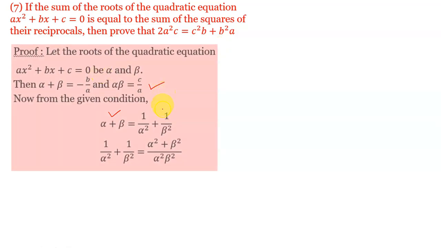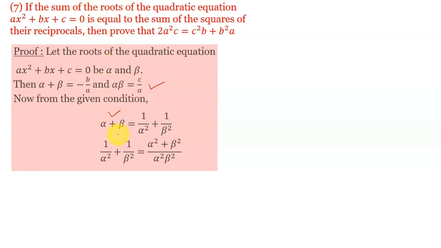Next, let the roots of the quadratic equation ax square plus bx plus c is equal to 0 be alpha and beta. Therefore, from this equation, the sum of the roots alpha plus beta is equal to minus b upon a, and alpha into beta is equal to c upon a. हा नेहमीचा फॉर्म्युला आहे.